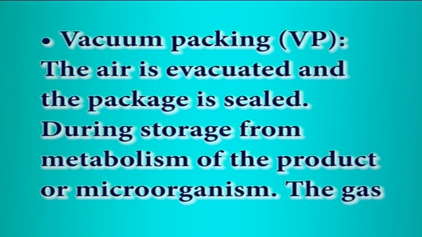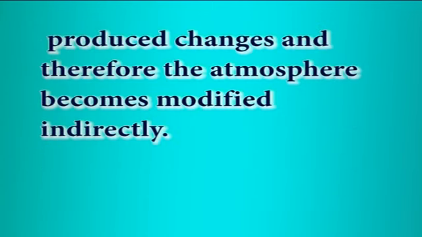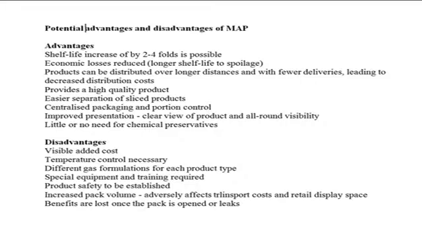Vacuum packing, or VP. The air is evacuated and the package is sealed. During storage, from metabolism of the product or microorganisms, the gas produced changes and therefore the atmosphere becomes modified indirectly. The advantages and disadvantages of MAP are listed in table 2.